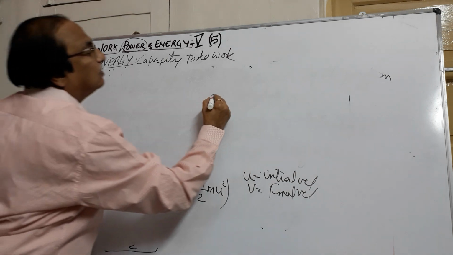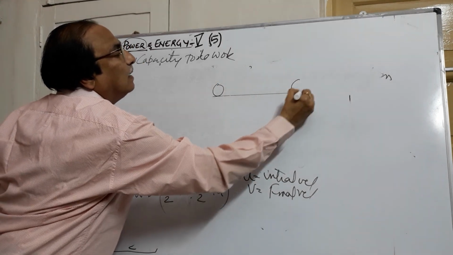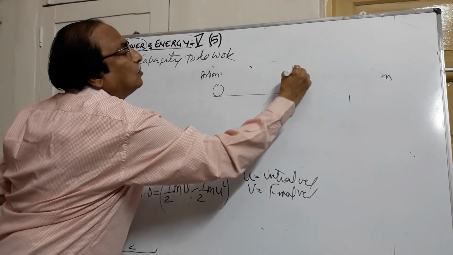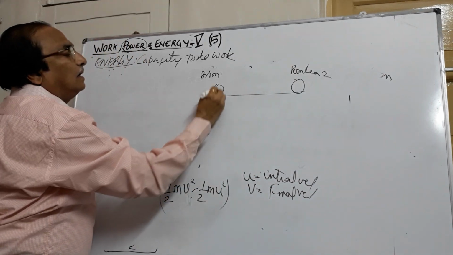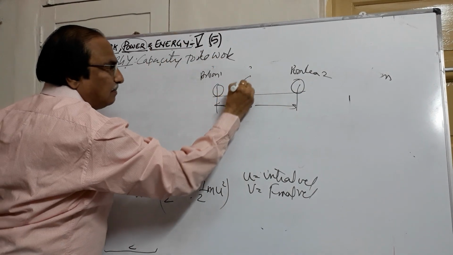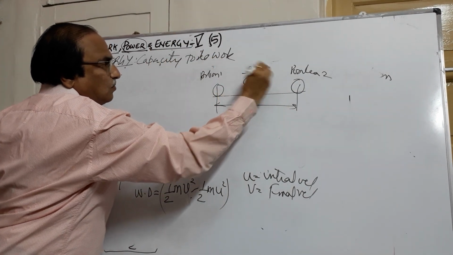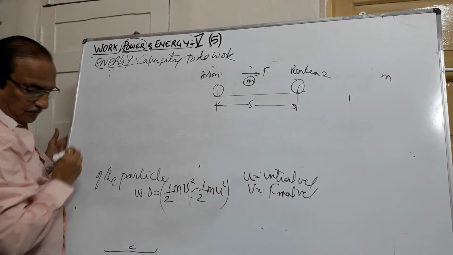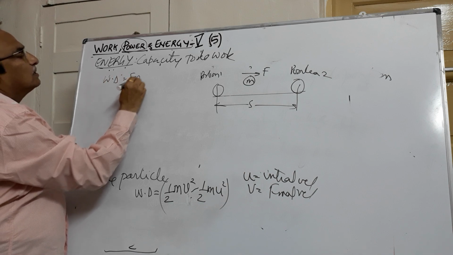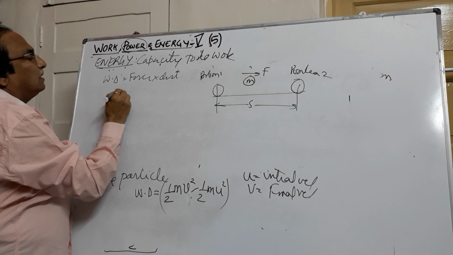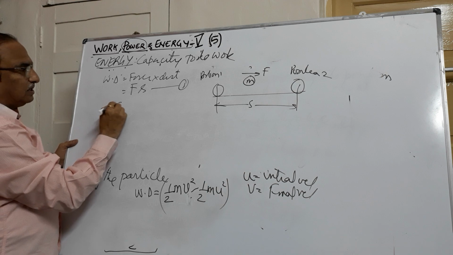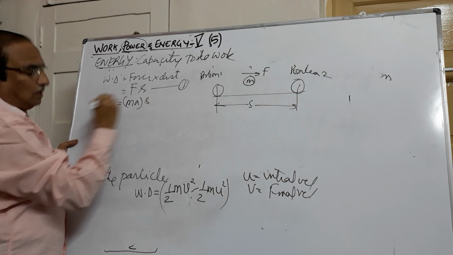Suppose there is a particle, this is at position 1, this is position 2, let the distance it is traveling be s, let the mass be m, and F be the force required to move it. So here we know work done will be equal to force into distance. Here force is F and the distance it is traveling is s. We know F is equal to ma, into s.